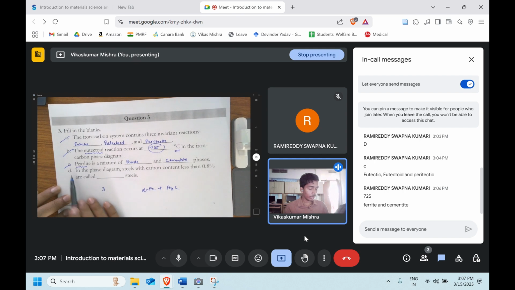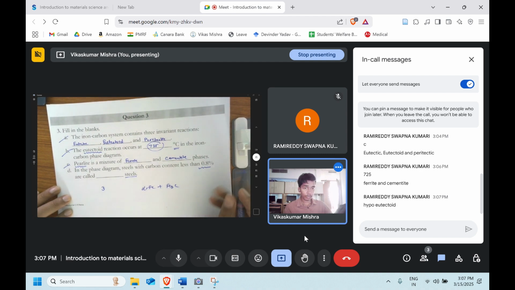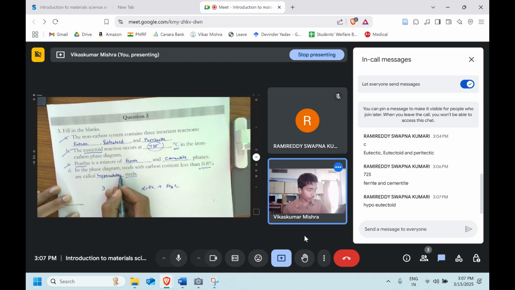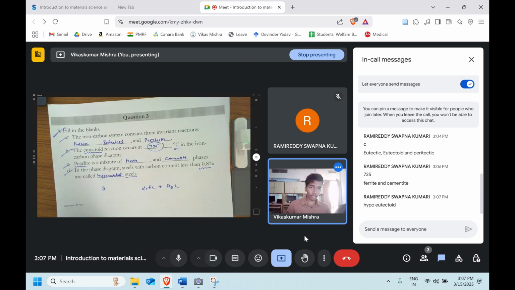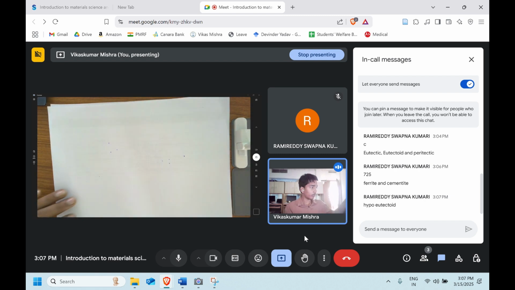Now, the second, the last one. In the phase diagram, steels with carbon content less than 0.8 are called dash steel. It's very easy. Hypoeutectoid. Perfect. So with that, we have solved question number 3. Let's move ahead to question number 4.